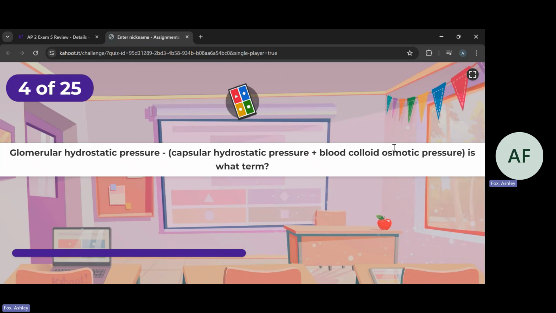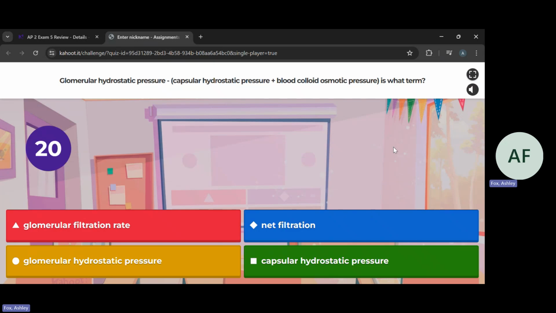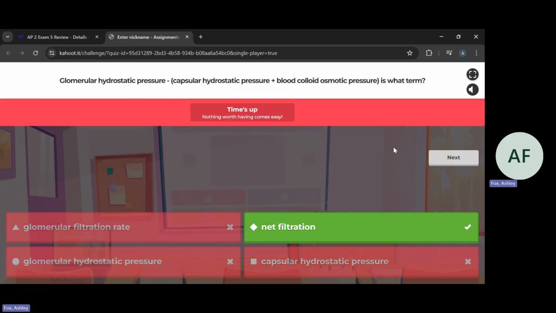Glomerular hydrostatic pressure minus capsular hydrostatic pressure plus blood colloid osmotic pressure is what term? So this is overall. Think about everything. Is it the glomerular filtration rate, net filtration, glomerular hydrostatic pressure, or capsular hydrostatic pressure? This is looking at net filtration.